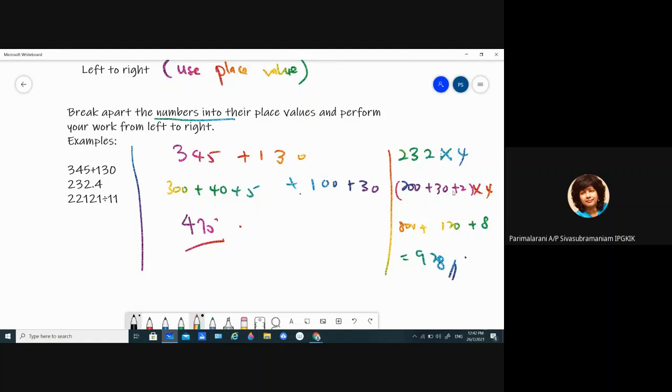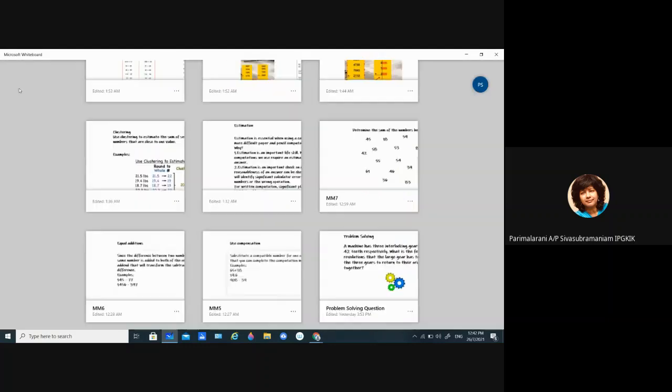Okay, so we are not writing this down. None of this we are writing down. We are just doing it in our mind. We look at 345 and we know this is 300 and 4 tens and 5 ones. So we add the hundreds first, then we add the tens, finally we add the ones. So we are adding or multiplying or dividing according to the place value. So that is the third strategy.